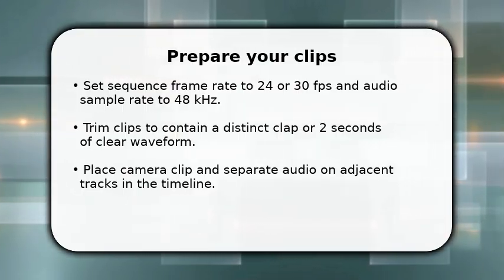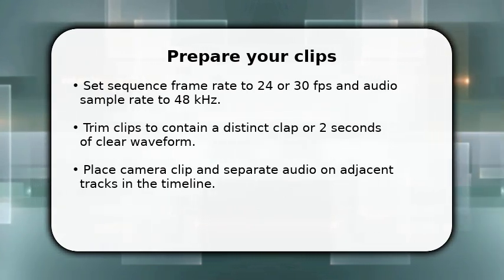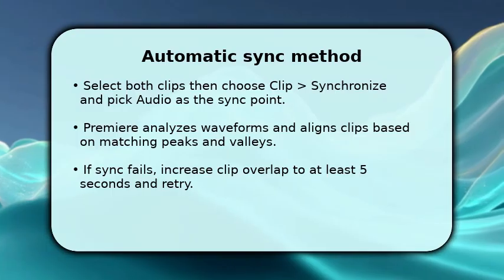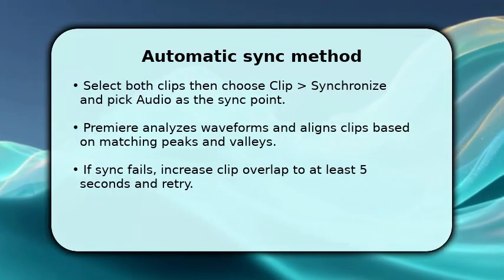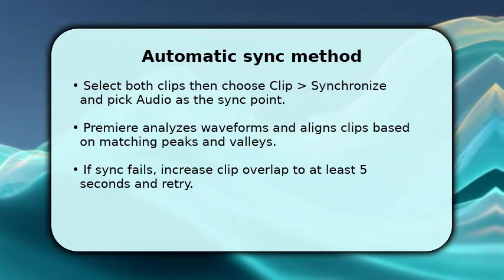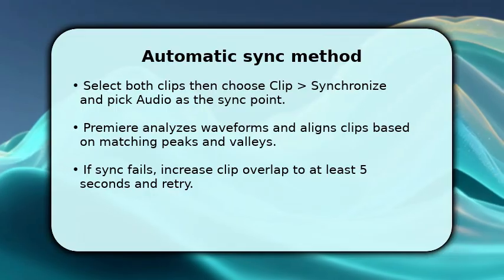Turn on track targeting, and make sure both clips start near the same timecode for fastest results. Select the camera clip and the external audio clip together, right-click and choose Synchronize, or go to Clip, Synchronize, and pick audio as the sync point. This tells Premiere to analyze waveform peaks.